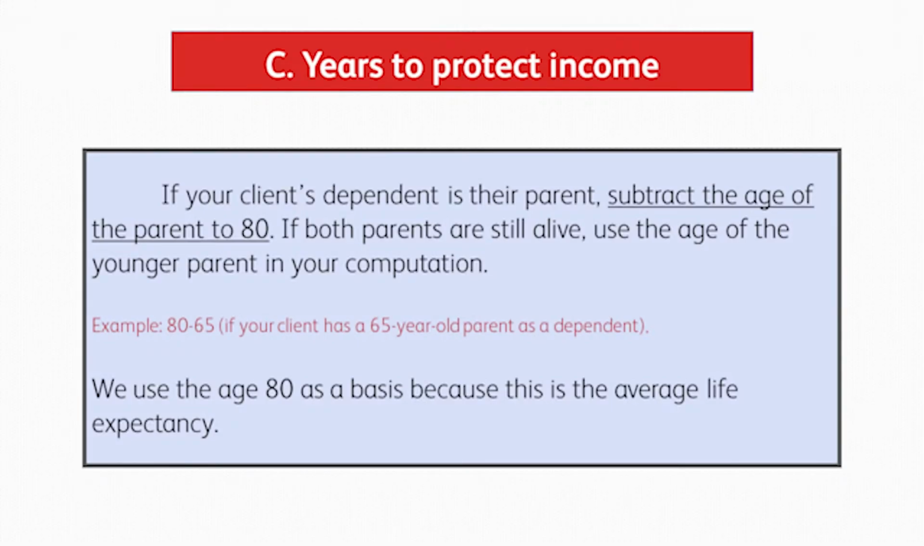If your client's dependent is their parent, subtract the age of that parent from 80. If both parents are still alive, use the age of the younger parent in your computation. For example, 80 minus 65 if your client has a 65-year-old parent as a dependent. We use the age 80 as a basis because this is the average life expectancy.